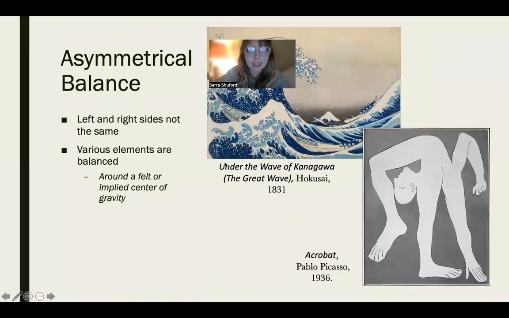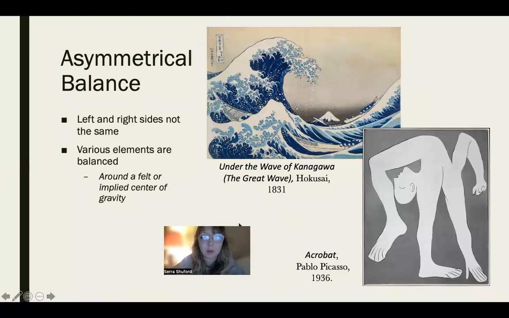Some examples of asymmetrical balance: the left and the right sides do not match, but various elements are sometimes balanced. So it's not perfectly symmetrical, perfectly the same on the left as it is on the right, but the visual weight sometimes becomes balanced.